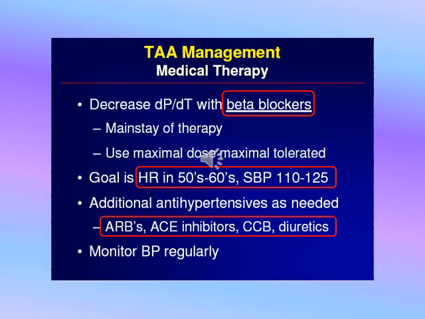Any other antihypertensive medication from these groups, ACE inhibitors, ARBs, calcium channel blockers, diuretics can be added to reduce our systolic blood pressure up to 110 or even less and also reduce the heart rate to 50 to 60. And these patients need meticulous management of blood pressure as well as monitoring. يعني لازم يتابعوا جدا blood pressure بتاعهم أهم من أي cardiac patient thing.